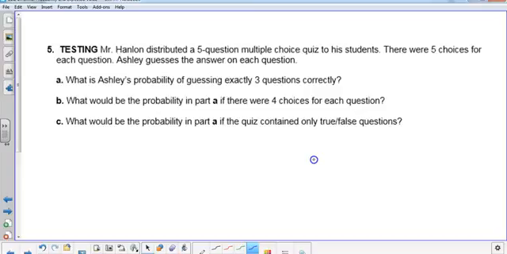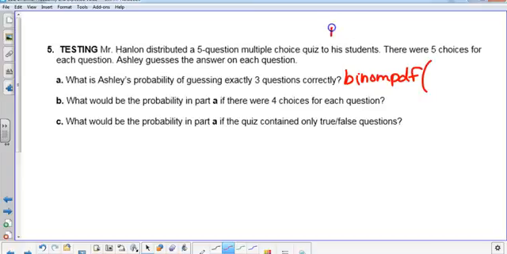All right, guys. This question we should be good at. Mr. Hanlon distributed a 5-question multiple choice quiz to his students. There are 5 choices for each question. Ashley guesses on everything. What's the probability she gets 3 correct? Binom PDF. No, it's not 3/5. What are we putting in?